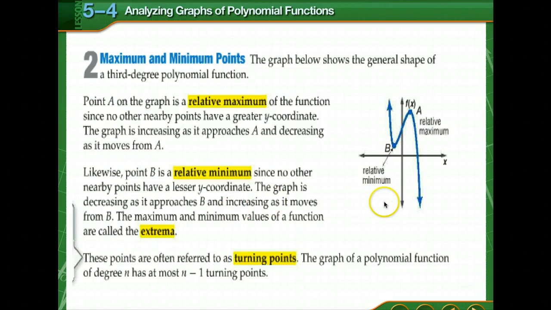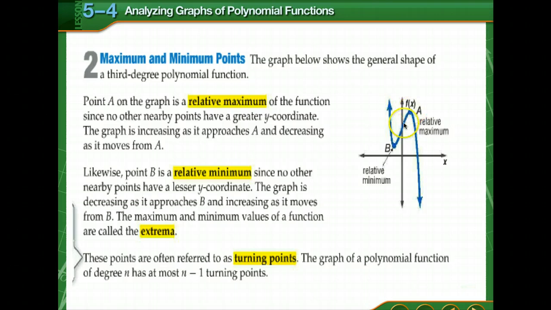Okay, this graph shows the general shape of a third-degree polynomial. Point A on the graph is a relative maximum. Notice that it's higher than the points around it. Except for the ends, this is the highest point, and the relative minimum is that lowest point.